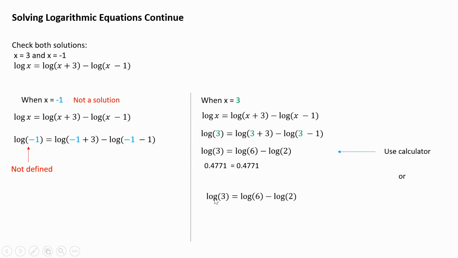Check this out. The left side is log base 10 of 3. On the right side, we're going to apply the quotient property, because we have subtraction. With the quotient rule, if it's minus and we put it in a single log, it's going to be division. 6 divided by 2 is going to give us 3. So we know this is correct. That's my solution.